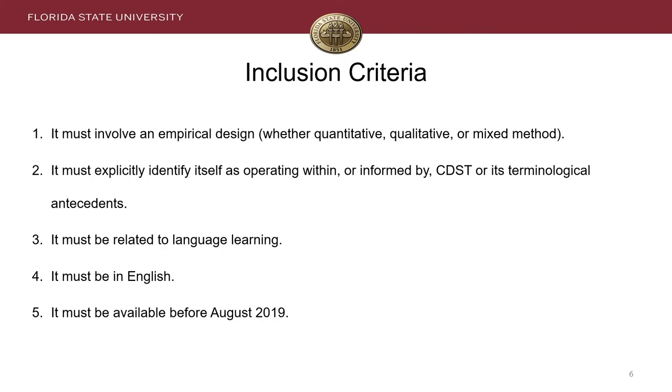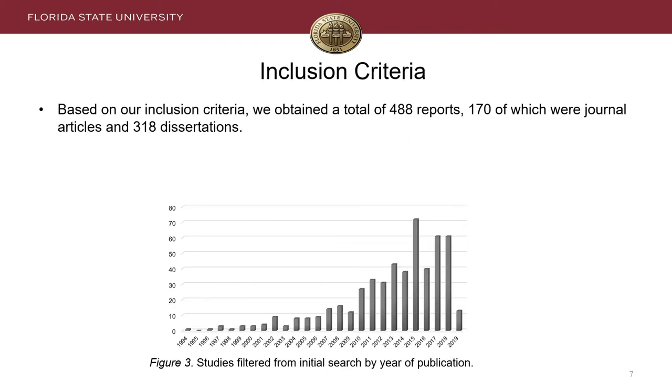In order to be eligible for inclusion, the report had to satisfy the following criteria. Now, during this filtering, we eliminated more than 70 methodological and conceptual articles. By themselves, these are a testament to the robustness of the topical area in the field. We also included terminological antecedents to CDST, including DST, dynamic systems theory, and chaos theory. Based on our inclusion criteria, we narrowed it down to 488 reports, and there were no proceedings, conference papers, or book chapters that met all our inclusion criteria, but there were quite a few dissertations in this pool.